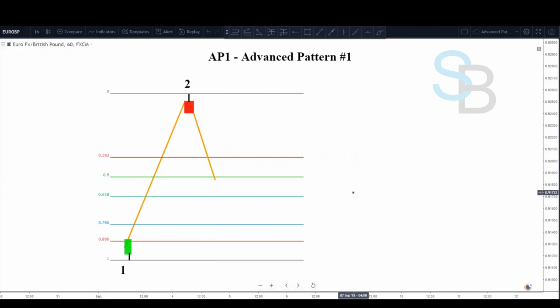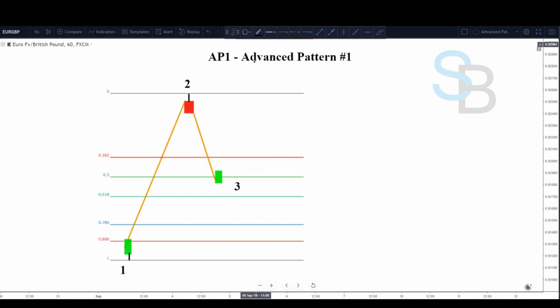Now the next rule we have is that we have to touch 50. We have to touch the 50% retracement, but we cannot touch the 618 retracement here for the AP1 pattern. This is going to be known as point number 3. So point number 3 has to touch a 50% retracement. We'll actually draw a candle here, but it cannot touch the 618 retracement.